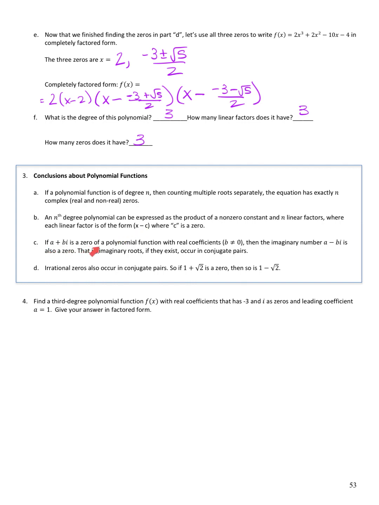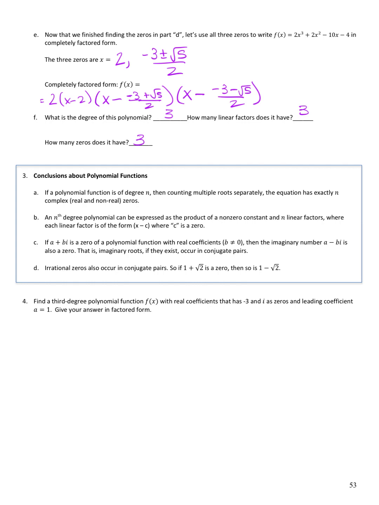If a plus bi is a zero of the polynomial function with real coefficients, then the imaginary number a minus bi is also a zero. So imaginary roots, if they exist, occur in conjugate pairs, and the same is true of irrational zeros. If 1 plus root 2 is a zero, so is 1 minus root 2. That happened up here, right? Negative 3 plus root 5 over 2 and negative 3 minus root 5 over 2. We had the conjugate pair.